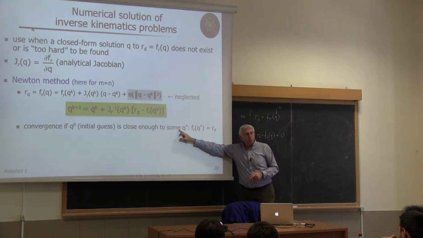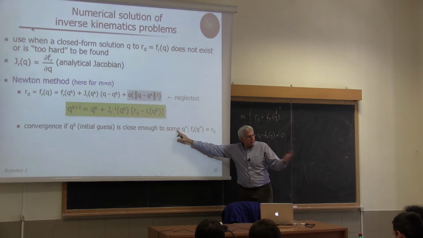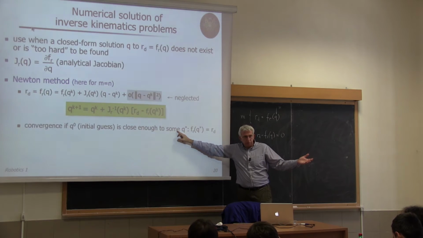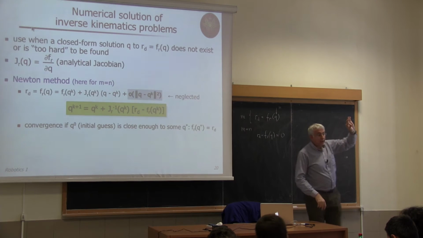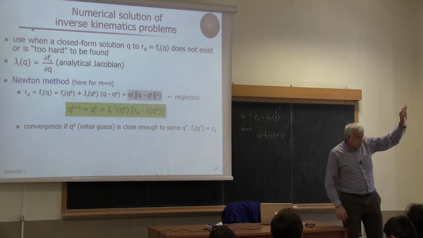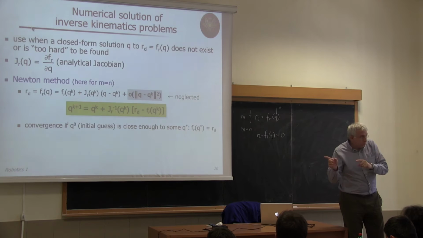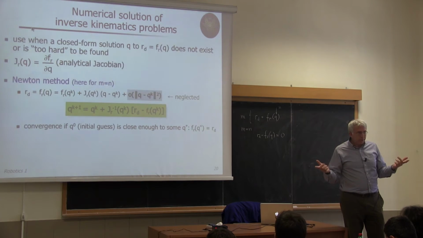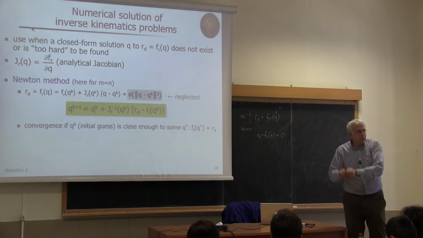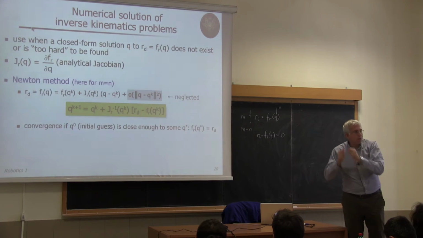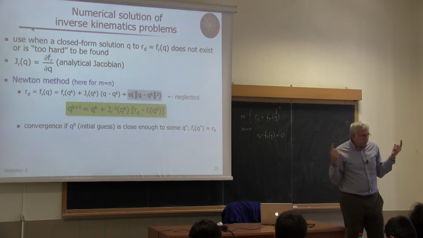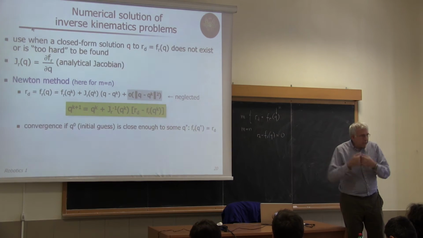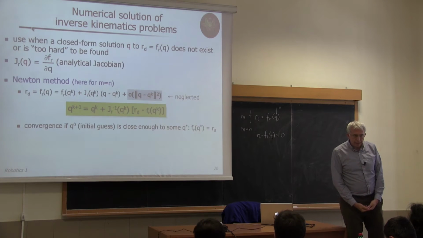Why do I write some? Because we have already seen that there may be multiple solutions to the problem. So provided that I start close to one of them, this method will converge to that solution and not to another one. Of course, if I restart from a different point, close to another solution, I will converge to that solution. A numerical method can converge only to one solution at a time. So if you want to generate more solutions, you have to restart from a different initial guess. Okay?